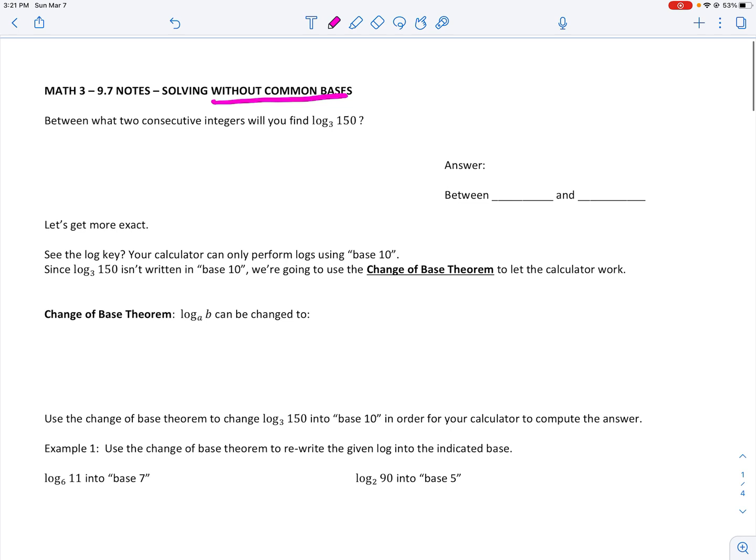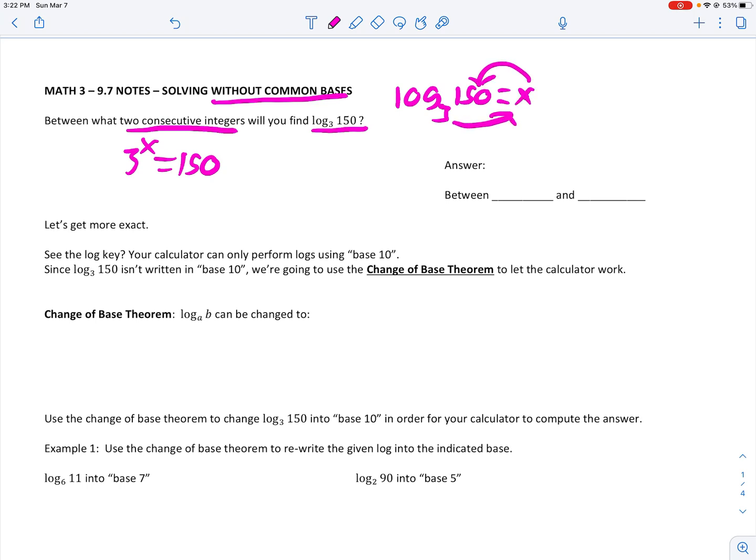So between what two consecutive integers will you find log base 3 of 150? They're asking us 3 to what power is going to give us 150, right? If we set this log equal to x, that's what they're asking us. 3 to what power is 150?